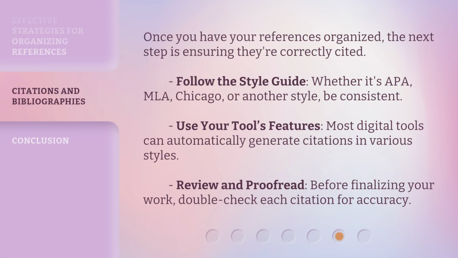Once you have your references organized, the next step is ensuring they're correctly cited. Follow the style guide. Whether it's APA, MLA, Chicago, or another style, be consistent. Use your tool's features. Most digital tools can automatically generate citations in various styles. Review and proofread. Before finalizing your work, double-check each citation for accuracy.